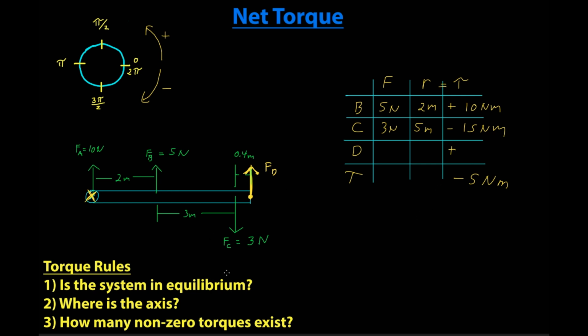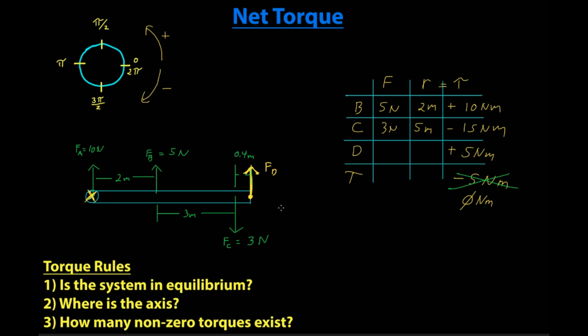And since I know the system is going to be in equilibrium, this is no longer true. In fact, my net torque must be 0 newton meters. That's why I answered this question. If you can answer yes to the first question, immediately net torque is 0, which means the force from D has to provide a torque of positive 5 newton meters. So we now know the direction of force D.